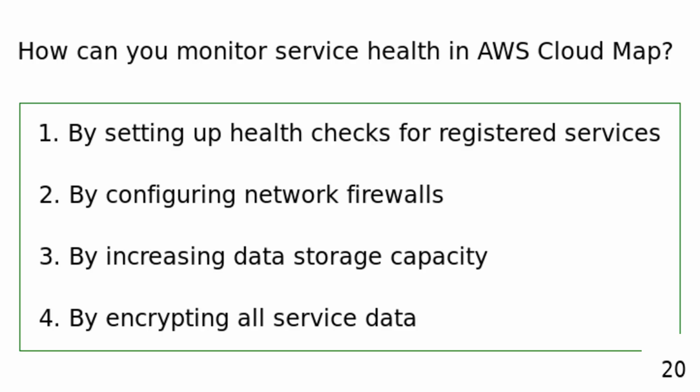How can you monitor service health in AWS Cloud Map? By setting up health checks for registered services. By configuring network firewalls. By increasing data storage capacity. By encrypting all service data.